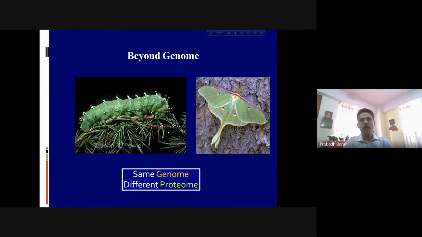So that means the overall diversity in phenotype cannot be explained by the diversity in the genotype. The sequence diversity in the gene or genome cannot explain all the variations or diversities that we see in biological systems. So beyond the genome, there must be some other factors which govern this kind of diversity or variation in the living process. There lies the role of the proteins and proteomes.